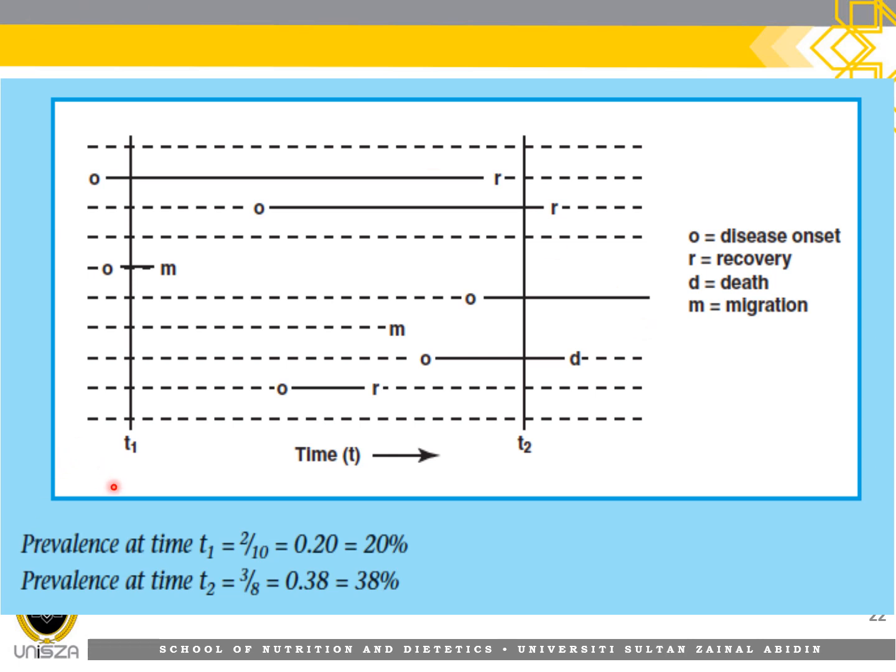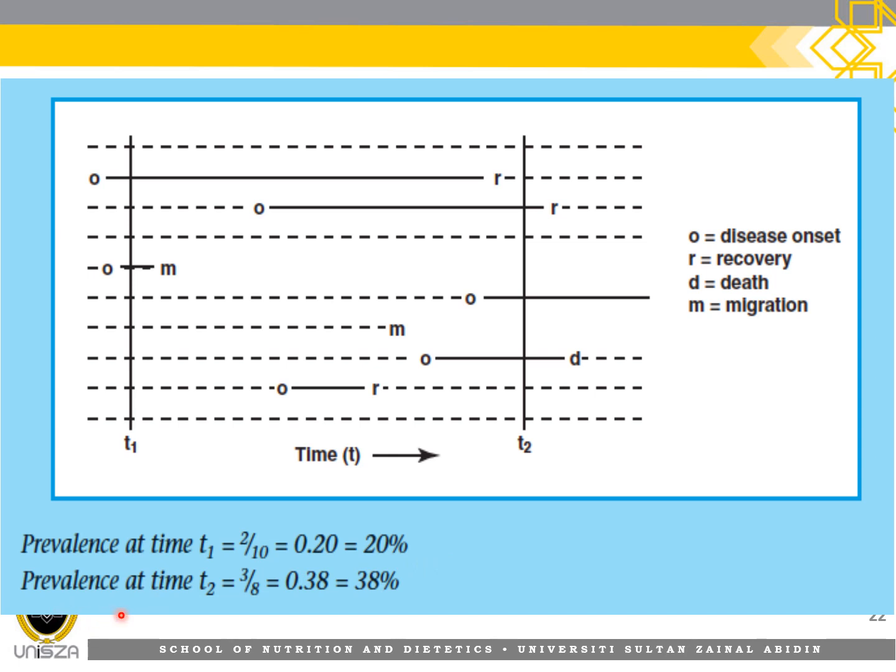So let's calculate the point prevalence at T1. So how many patients at T1 have the disease? We have one here and another one here. So the total is 2. How many patients are available during T1? There are 10 of them. So prevalence at time T1 is 2 over 10, equal to 0.2, which is equal to 20%.